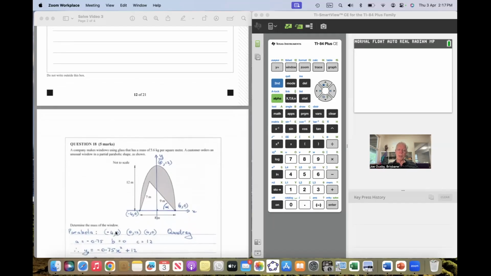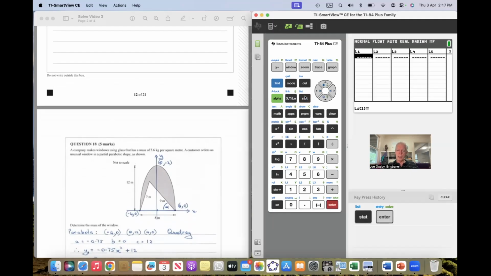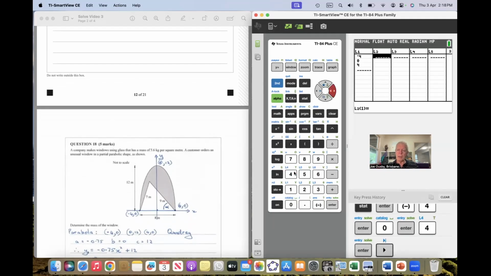By telling the calculator the 3 points that I have and performing quadratic regression, it will tell me what the equation is. Now, this has an advantage in a couple of ways. I'm going to show you how to do that. If we go to Stat and Edit, and then enter in the x values that I have, certainly they are negative 4, 0, and 4. And then the y values that go with that are 0, 12, and 0.